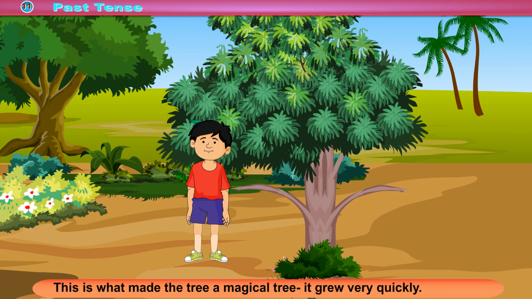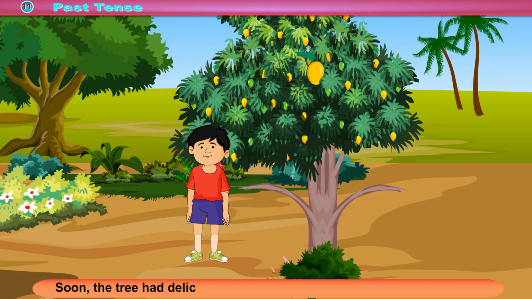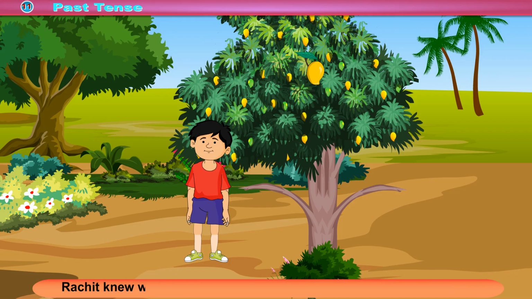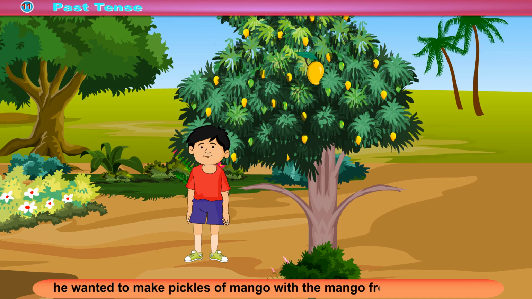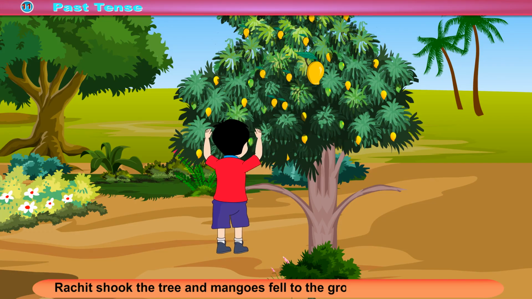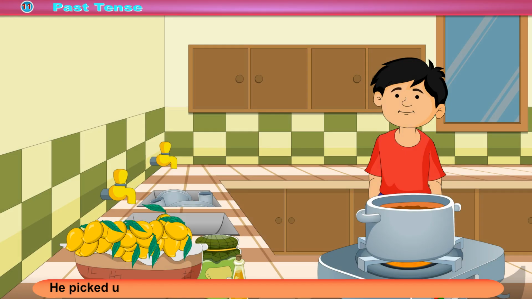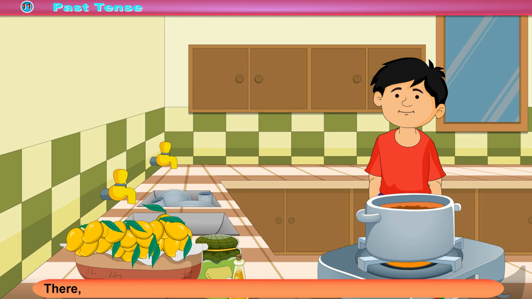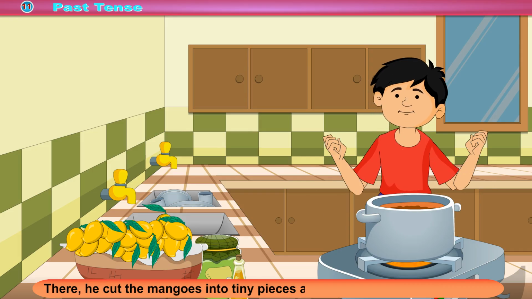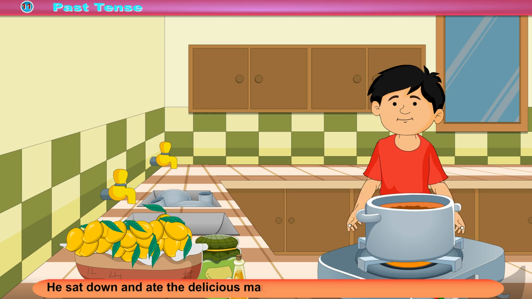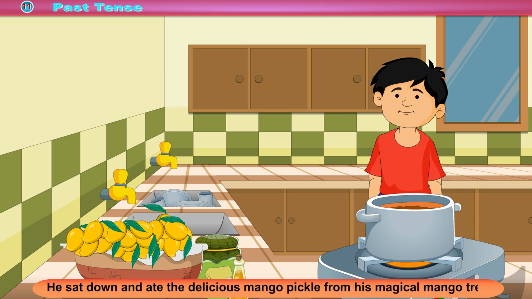This is what made the tree a magical tree. It grew very quickly. Soon, the tree had delicious mangoes that hung from its branches. Rachit knew what he wanted to do. He wanted to make pickles of mango with the mango from the tree. Rachit shook the tree and mangoes fell to the ground. He picked up the mangoes off of the ground and took them inside the kitchen. There, he cut the mangoes into tiny pieces and made pickle. He sat down and ate the delicious mango pickle from his magical mango tree.